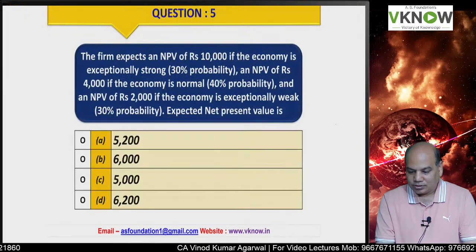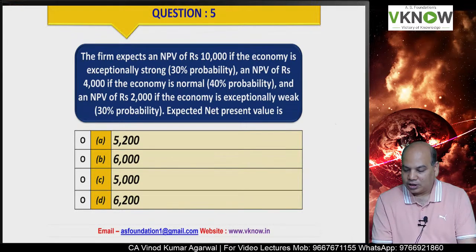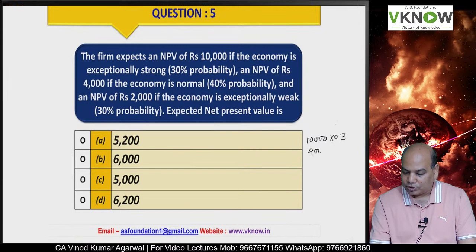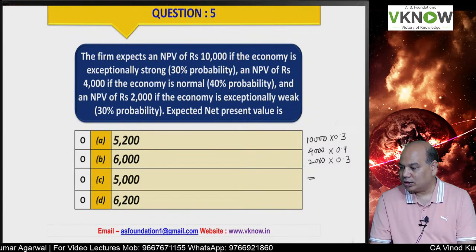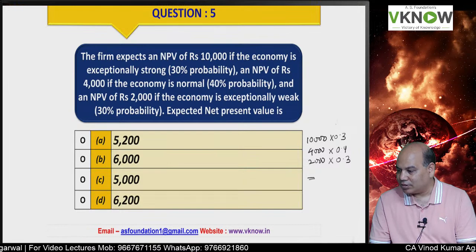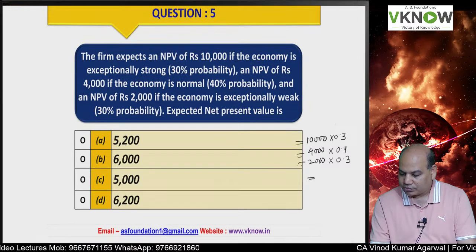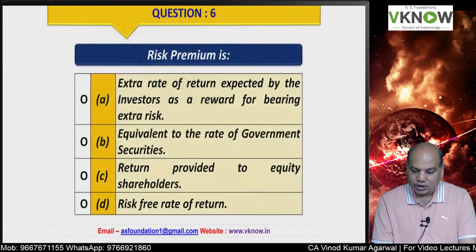Very good answer. Okay, question number 5 will require a calculator. The firm is expecting an NPV of 10,000 if the economy is exceptionally strong with 0.3 probability, NPV of 4,000 if the economy is normal with 0.4 probability, an NPV of 2000 if it is weak, 0.3 probability. What is the expected NPV? Quickly reply. The student is saying 5A. 5A is the right answer. If you multiply all these numbers and take the total, it will come to 5200. So 5200 is the right answer.